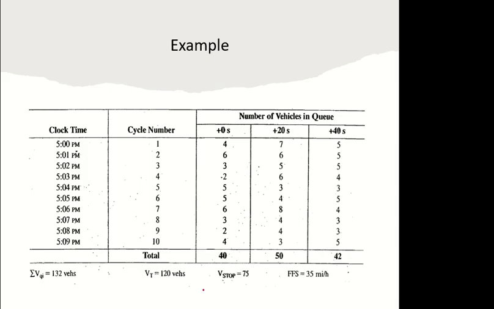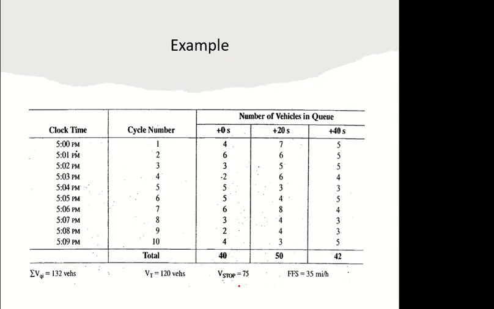Then we have two values from the second observer, who was counting. He saw 120 vehicles coming and 75 stopping. They measured the free flow speed somehow. I already told you two methods of measuring free flow speed. They used one of these methods and their free flow speed is 35 miles per hour.